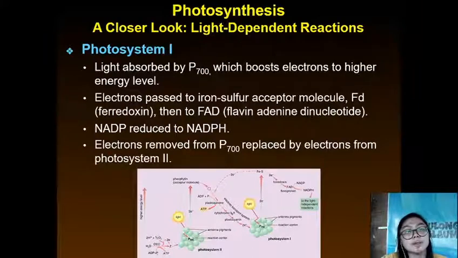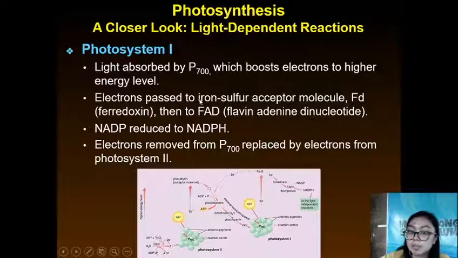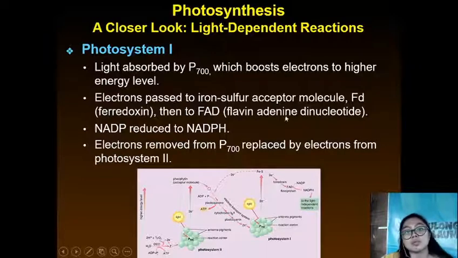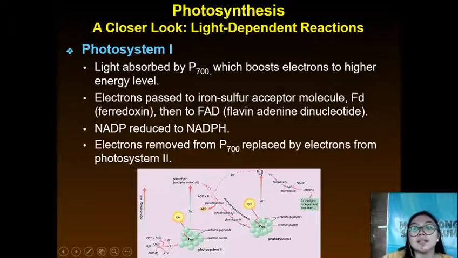In photosystem 1, light is absorbed by P700, which boosts electrons to a higher energy level. Electrons pass to the iron sulfur acceptor molecule, since in photosystem 1, the electron acceptor is the iron sulfur protein. Then ferredoxin, then flavin adenine dinucleotide.